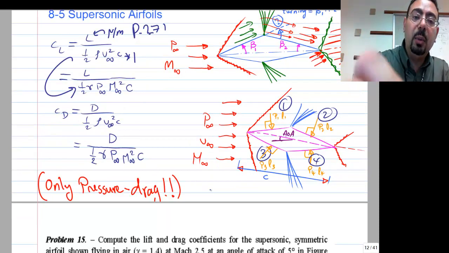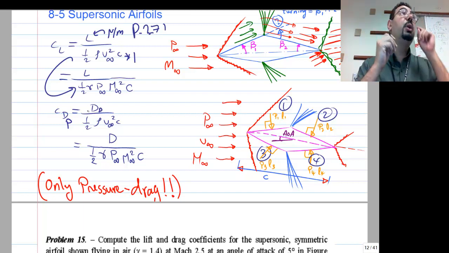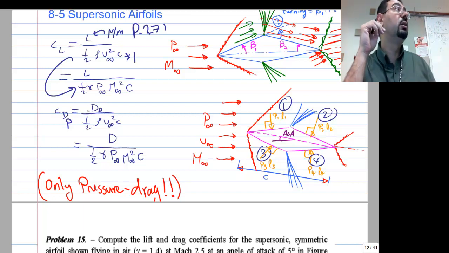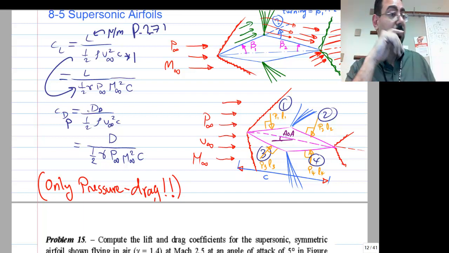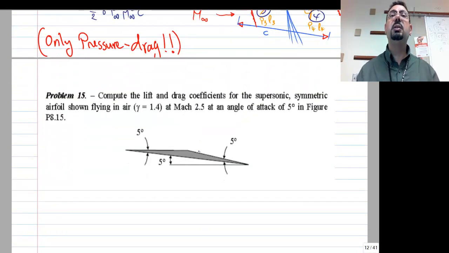All right, and again, I'd like to stress that what we are calculating is CDP, and this is DP. That's only the pressure part of the drag, not the viscous drag. All right? So let's see an example.